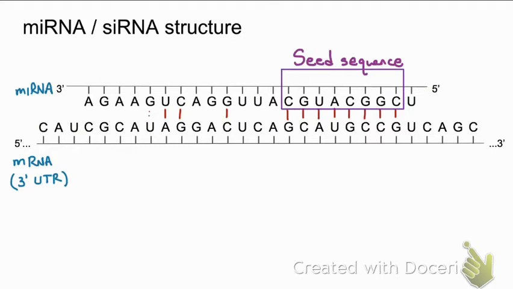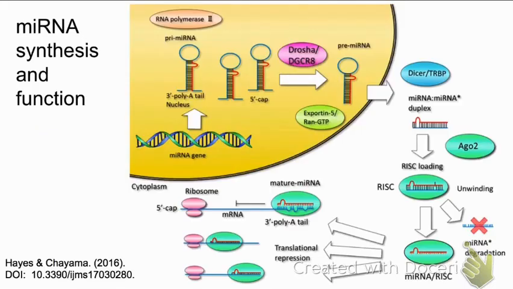Now, microRNAs are initially synthesized in the same way that all RNAs are synthesized, and that is by transcription through RNA polymerase. Initially, a primary microRNA is produced. In this image here, what is going to become the mature microRNA is shown in red. This primary microRNA is cut into a hairpin loop structure known as the pre-microRNA.